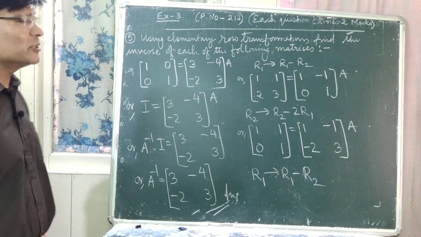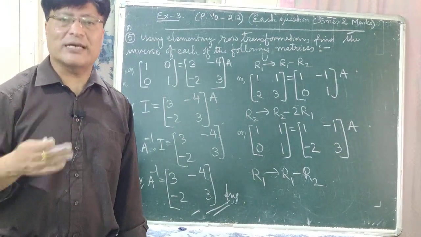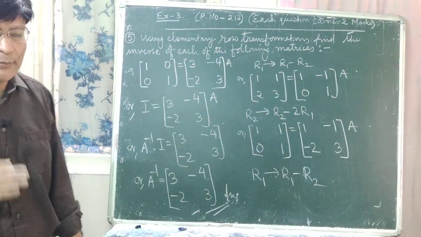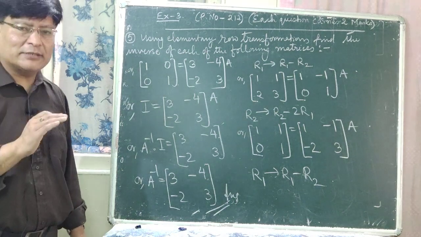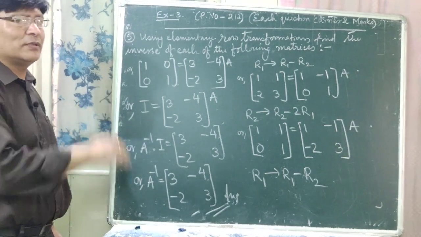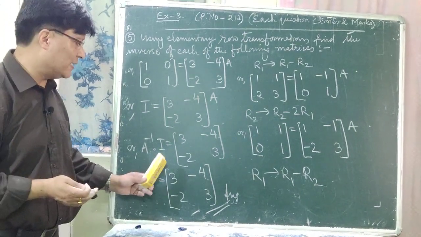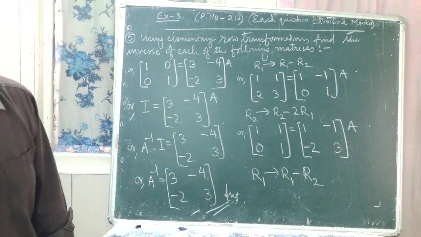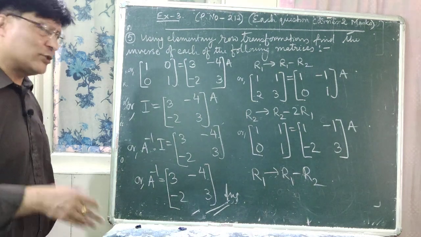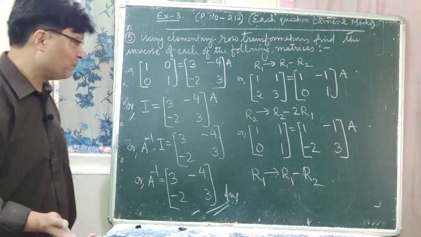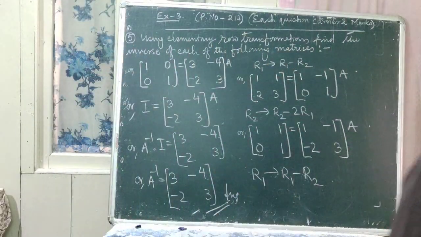So this method is known as elementary row transformation. So using elementary row transformation, we have determined the inverse of the given matrix A. So this is your answer. So I think you have understood it. I'll show you a similar example now. So you can copy it.